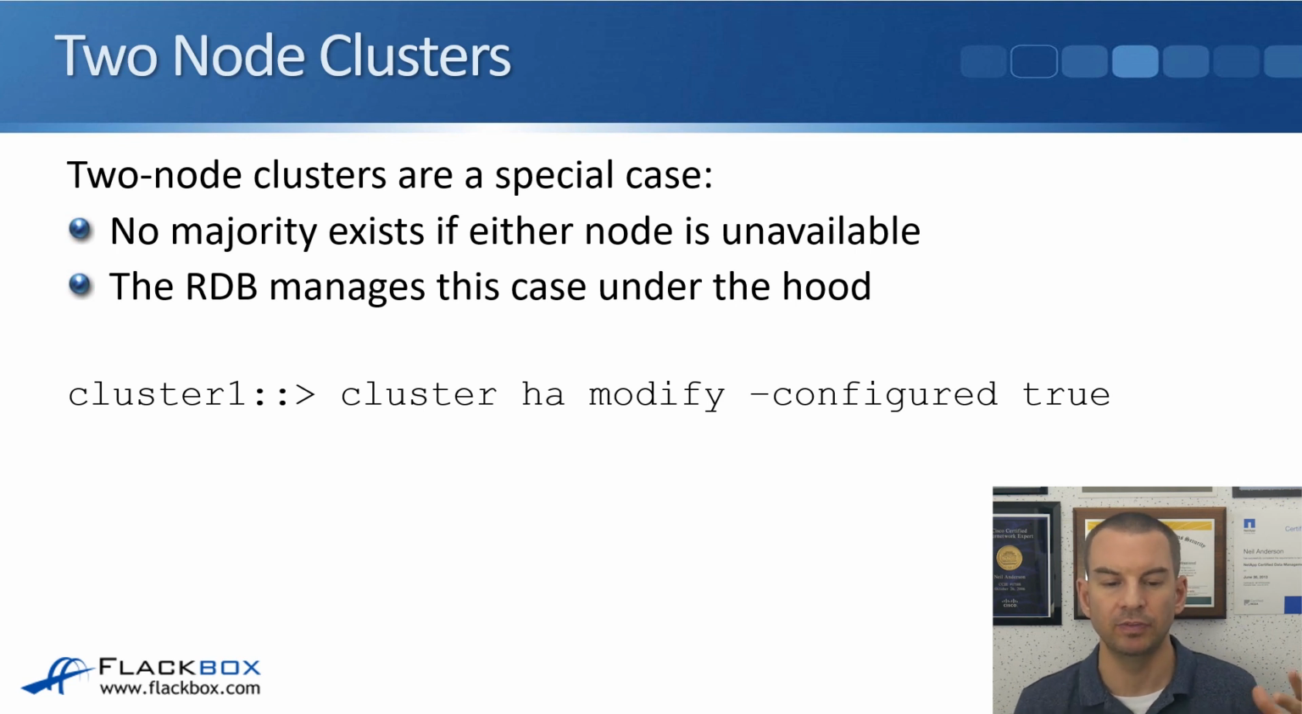So in that case, the RDB is going to manage things under the hood. So this is all going to work internally in the system. Again, you don't need to worry about this. It's going to just work anyway, but you do need to tell the system that it is a 2-node cluster. The way you do that is with the command cluster HA modify configured true. So it's a high availability command to let the cluster know that if one of the nodes does fail and you have that high availability event, don't take the cluster out of quorum because it's a 2-node cluster. We've still got 1 controller available.